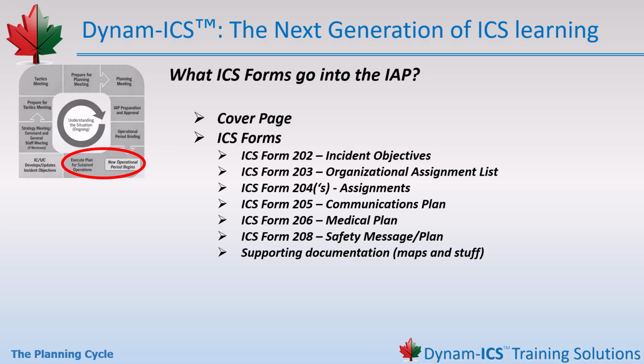Next is ICS Form 202, Incident Objectives. This lists the objectives for that specific operational period, along with general awareness information such as weather, key priorities, and situational awareness notes. It also includes a list of all pages in the IAP so people can quickly see if anything went missing during printing. Then we have ICS Form 203, Organizational Assignment List.